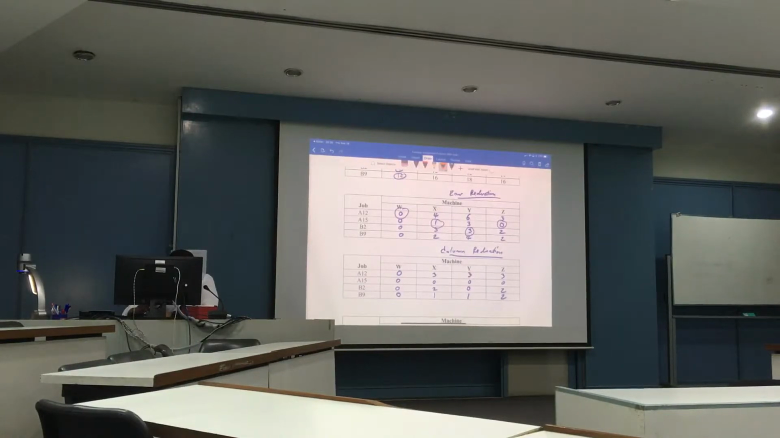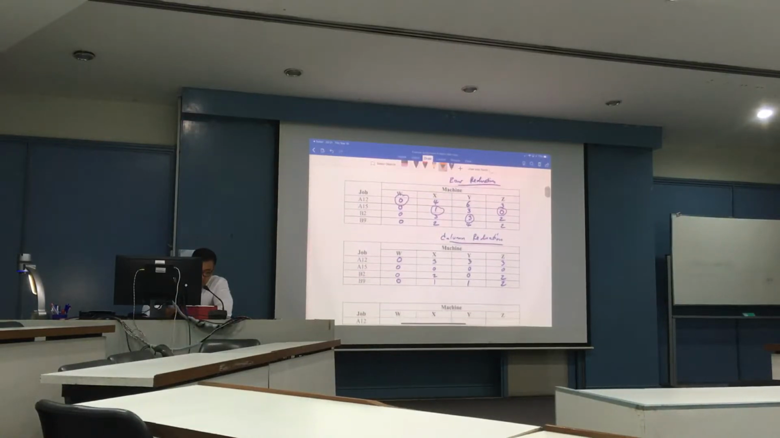And we need to draw the line to pass all zero values, and we need to have the minimum number of lines. So in this case, I believe that it's around 3. Right? 1, 2, 3. We're going to have 3 lines, but we have 4 rows and 4 columns. It's not optimal, right? So we need to modify.